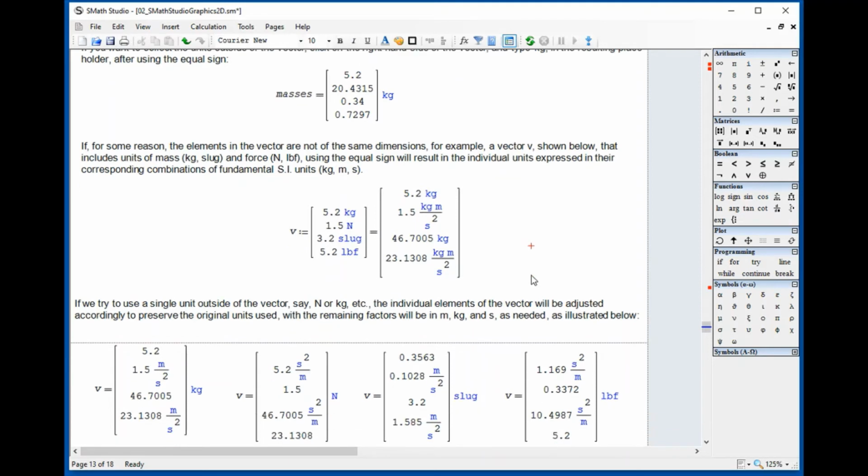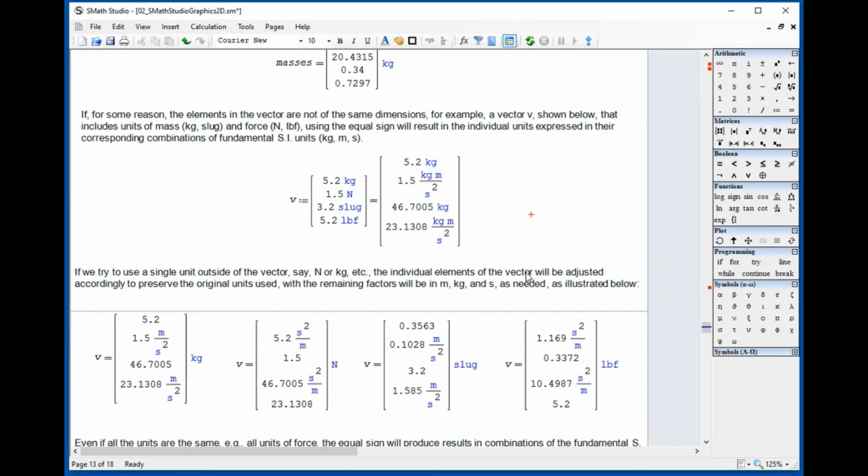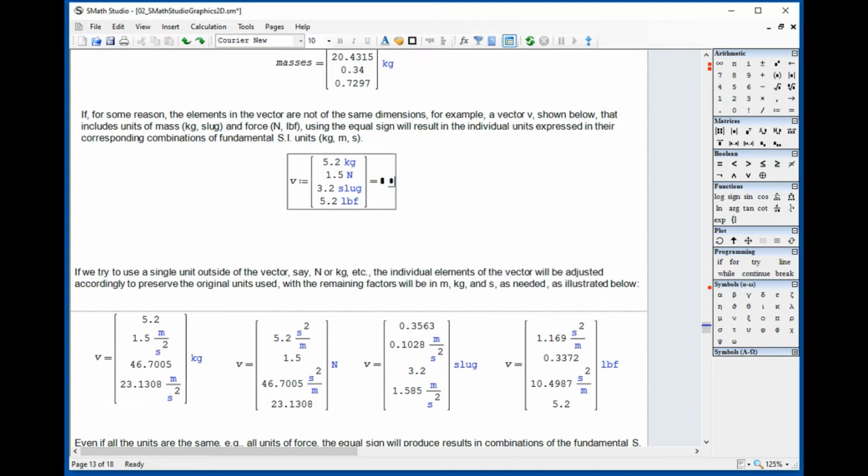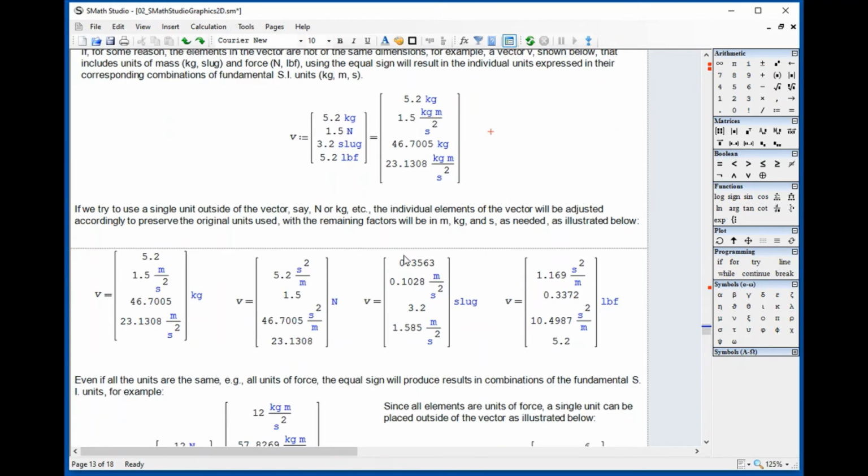There's no way to produce a common unit for this because they belong to different dimensions. But if you click here and you type apostrophe kg, then you're going to get this result where every element in the vector has been divided by kilograms, giving you the remaining units. So what I've done here is repeat the V equal and extract as common unit the Newton, for example, the kilogram here, the Newton here, slug, and pound force, and you get different numbers because the remaining units here have been divided by different units.